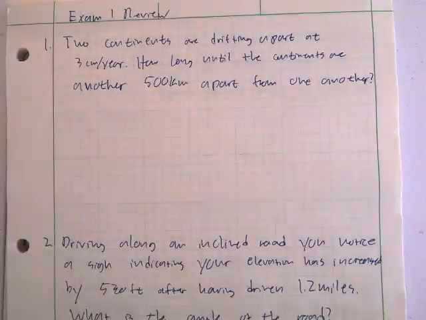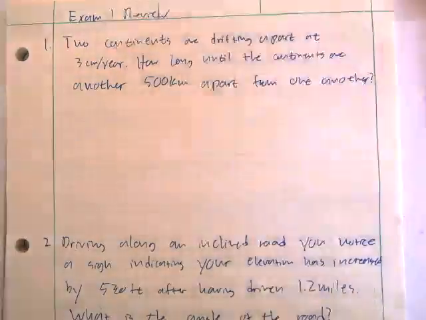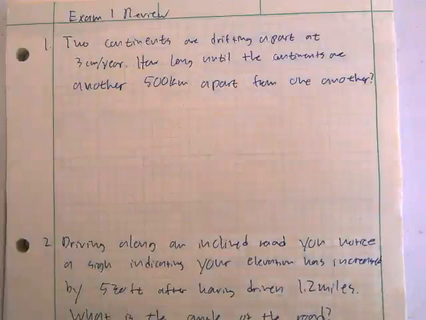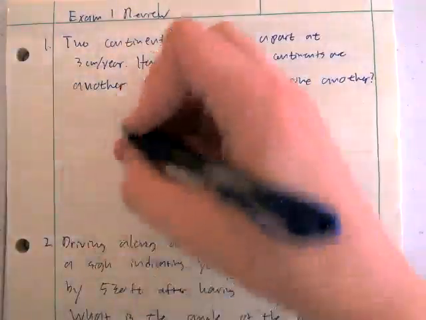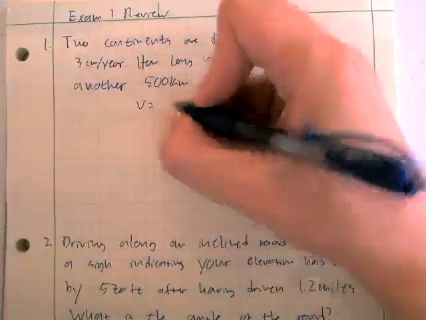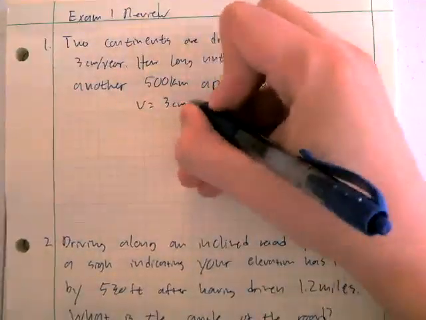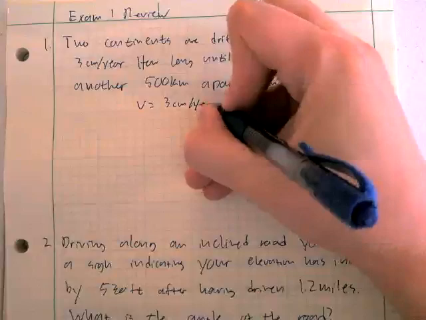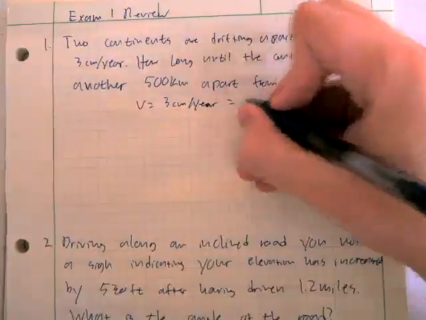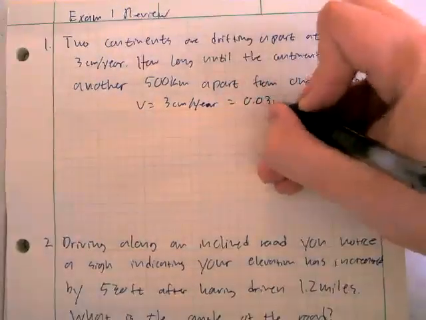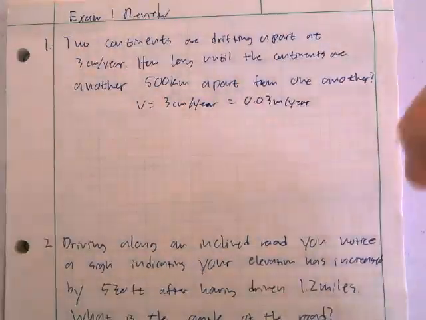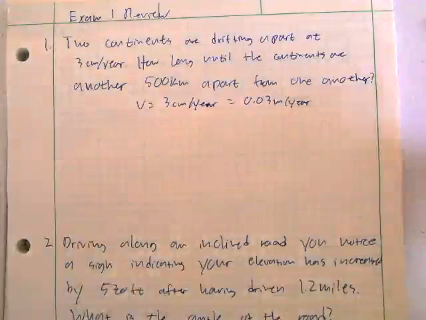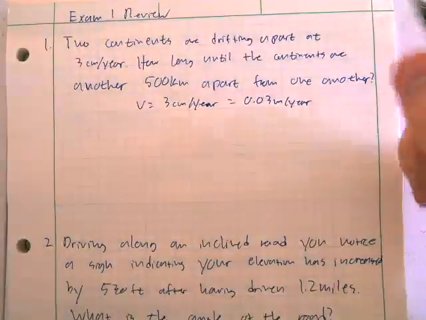So this is just a very simple one-dimensional kinematics problem, right? We have these two things. The distance is increasing at some rate. We want to know how long it's going to take for them to be another 500 kilometers apart from one another. So we know that our speed is 3 centimeters per year. We can also write this as 0.03 meters per year. I'm not going to bother to put it in meters per second. I'll leave it in meters per year, and I'll figure out a time in years.